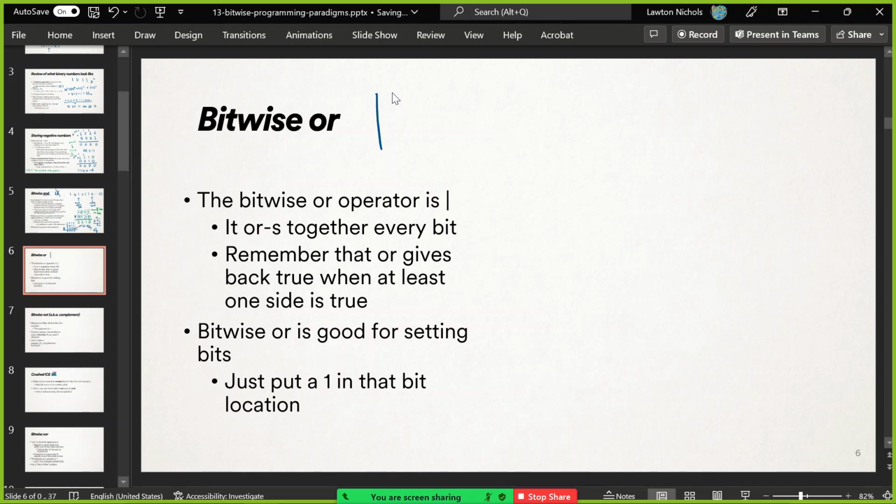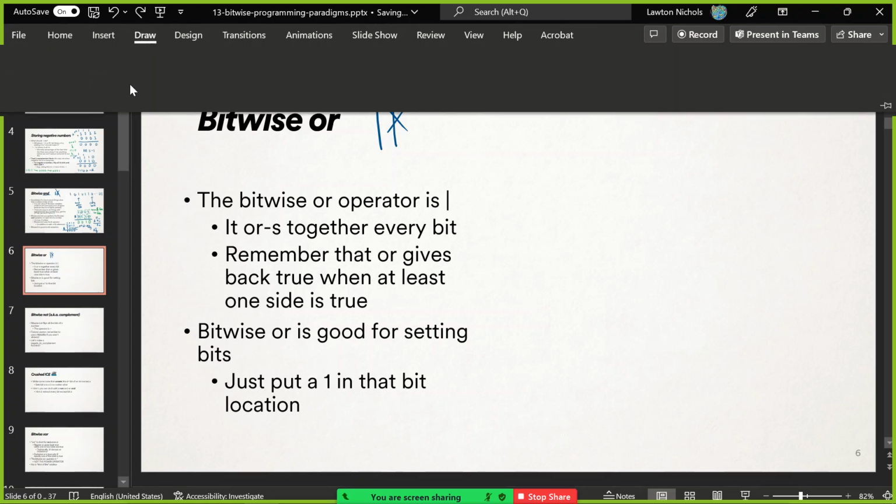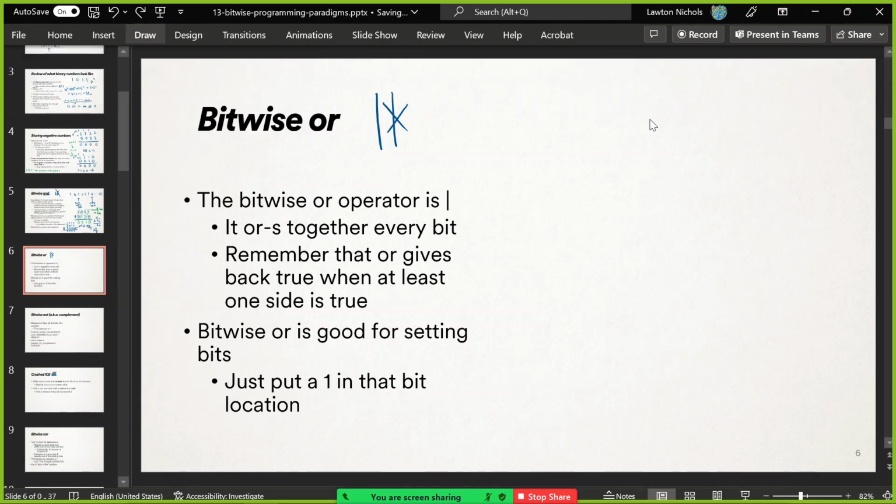OR is, in logical land, 2 pipe characters, and so in the same vein as bitwise AND, we chop off one of those, and bitwise OR is just a single pipe character. Okay? And what it does is it lines up every bit and performs logical OR on each of them, right? Remember that OR gives back true when at least one side is true. So, here's my next example. 1, 0, 0, 1. Let's OR that with, it's supposed to be a single pipe character, the number 1, 1, 0, 0.